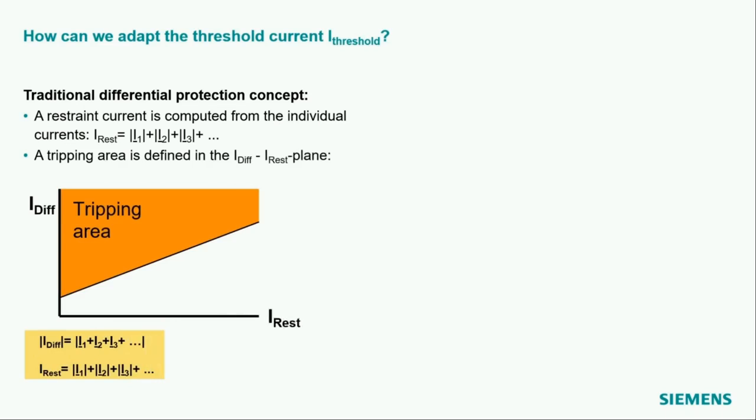That means you have on the horizontal axis this restraint current, which is an indication for the amount of current on the line. And on the vertical axis you have the differential current. And then you define in this plane a tripping area. It can look like this orange area here. You see in particular applications it may look a little bit different, but the idea is always the same.